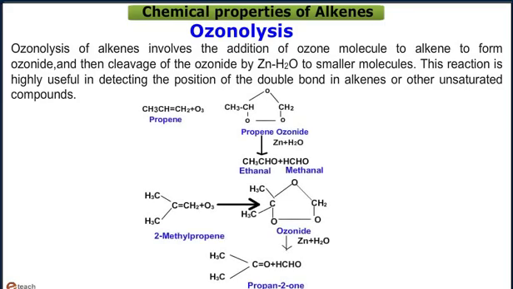For example, the reaction CH3CH=CH2 plus O3 gives CH3-CH-O-O-CH2-O-CH, that is propene ozonide, which in presence of Zn in H2O gives CH3CHO plus HCHO. And also the reaction C(CH3)2=CH2 plus O3, then Zn in H2O gives C(CH3)2=O plus HCHO.